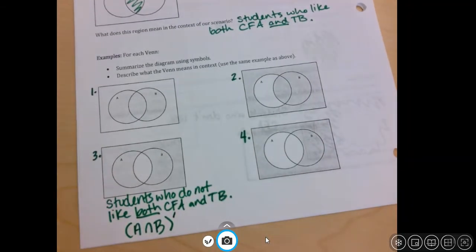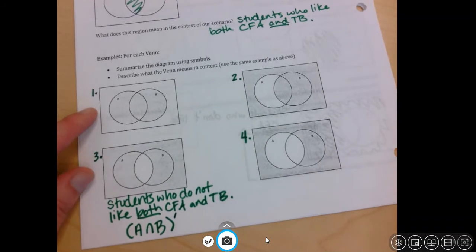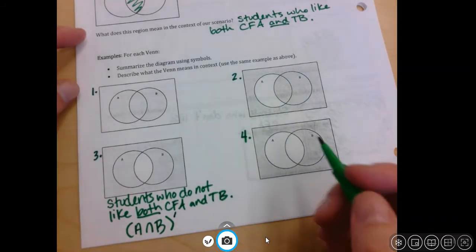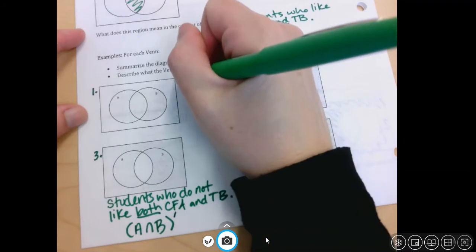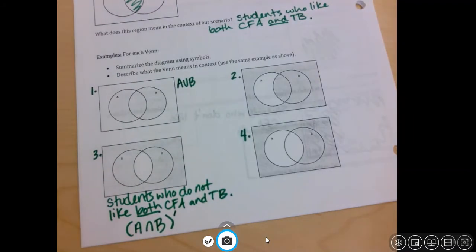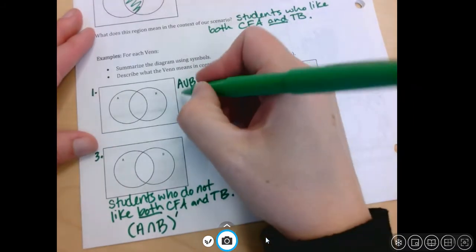Alright, raise your hand if you would like to tell us either the words or the symbols for number 1. Okay, Matthew, which one do you want to tell us? Words or symbols? Symbol. Okay, go for it. A union B. Alright, who agrees with A union B for number 1? I'm seeing a lot of agreement. That's good. So that would mean the students who like what? Chick-fil-A, Taco Bell, or both. Very good.